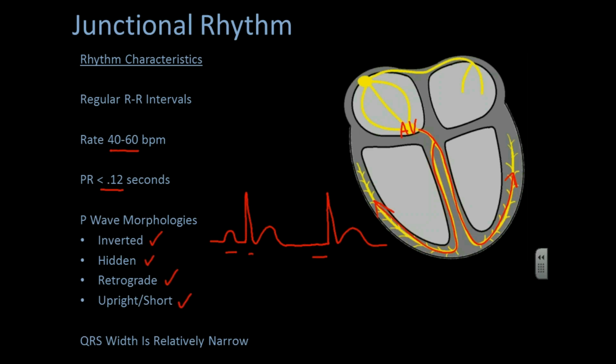Now when I say relatively narrow, what I mean is that if the patient was in sinus rhythm, but they had, say, a bundle branch block, so to exaggerate that a little bit, then they converted to junctional rhythm, it's going to be the same. We'll still have a bundle branch block. In junctional rhythm, the QRS should be the same as before, so relatively narrow, or relative by comparison to what they were when they were in sinus.